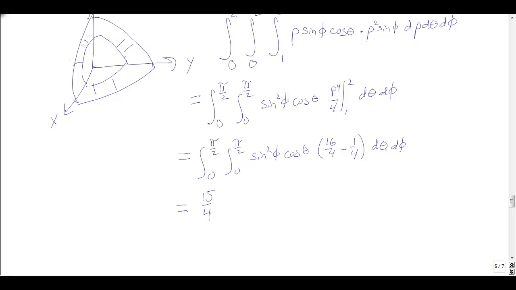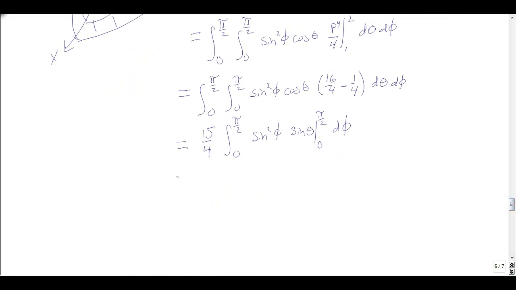And then I want to integrate with respect to theta. So we get a sine squared phi, but then the antiderivative of cosine theta is sine theta. Theta goes from 0 to pi over 2, d phi. So we get 15/4 integral 0 to pi over 2. We have sine squared phi. Sine of pi over 2 is 1. Sine of 0 is 0. So that's just a 1. That 1 minus 0 effectively drops out as a factor.